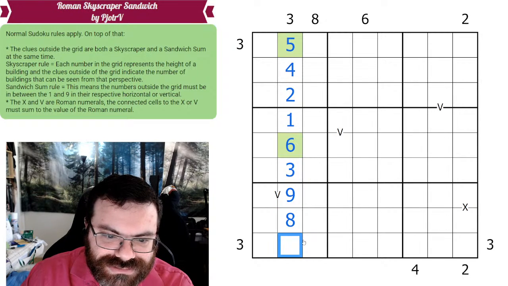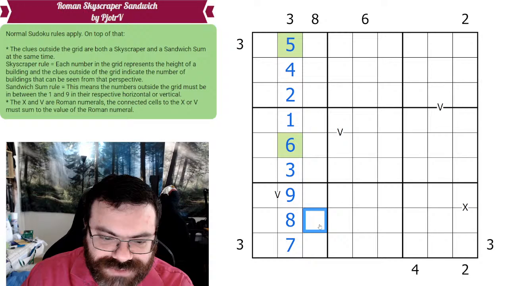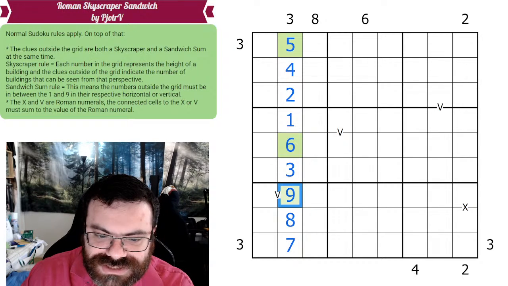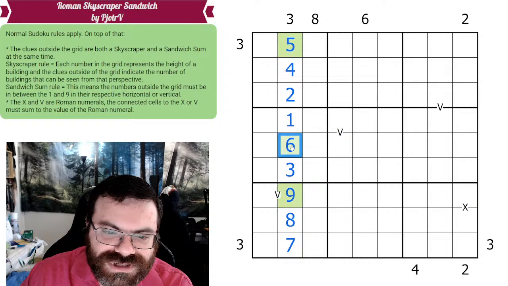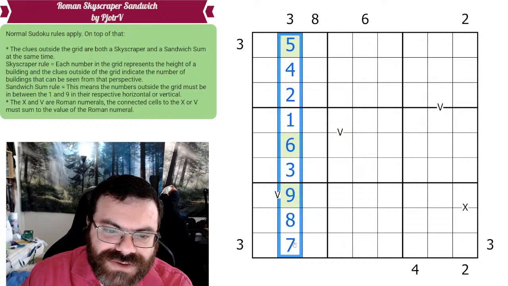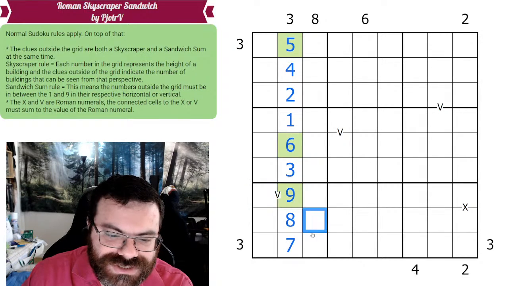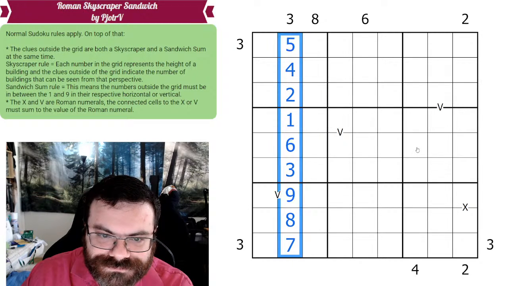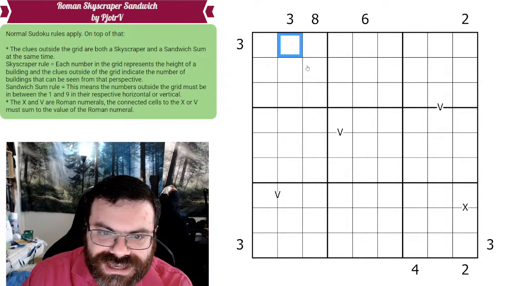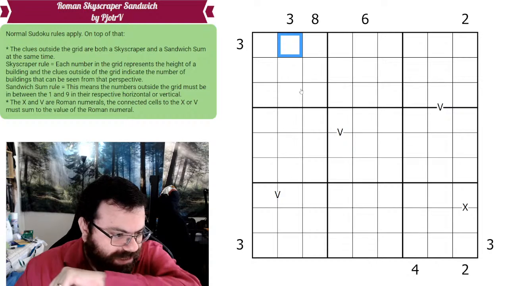I could put a 3 here, but I'm going to have to put a 9 before I put the 8. And what's left here? 7, right? So I could do this. And so now the 9 is seen, and I had to hide the 8 and 7 behind the 9 in order for there to be 3 visible buildings. So that would be one configuration of this. Obviously, that breaks this rule, but this is just an example for the skyscraper. In addition to that, we have sandwich clues.